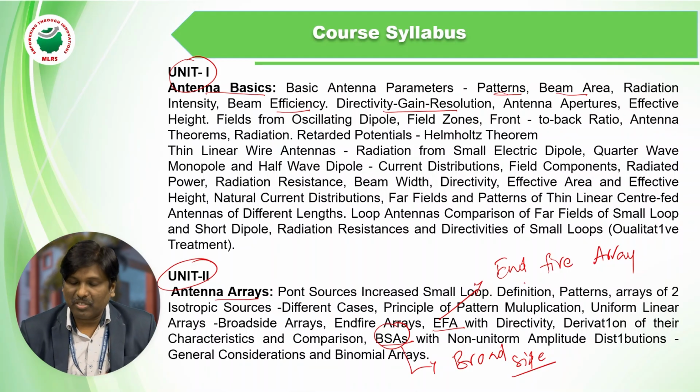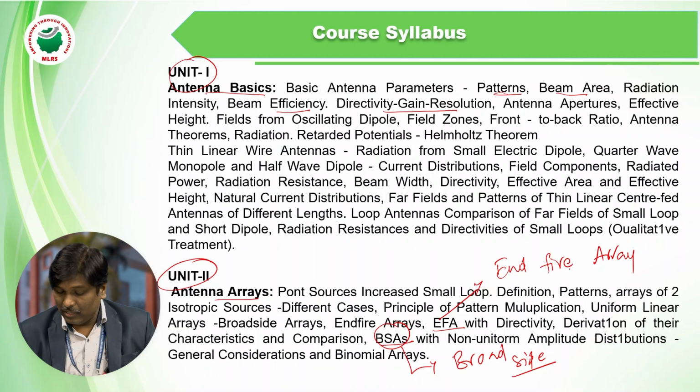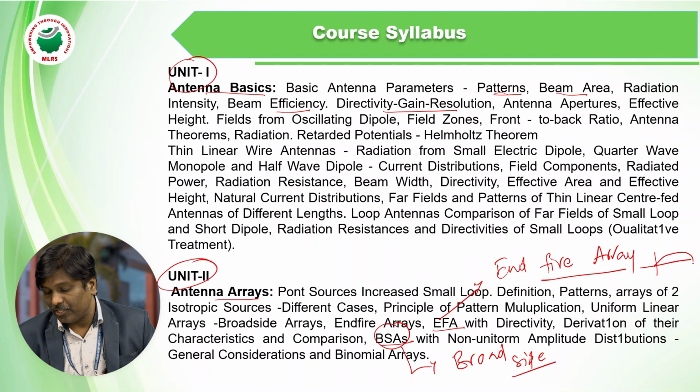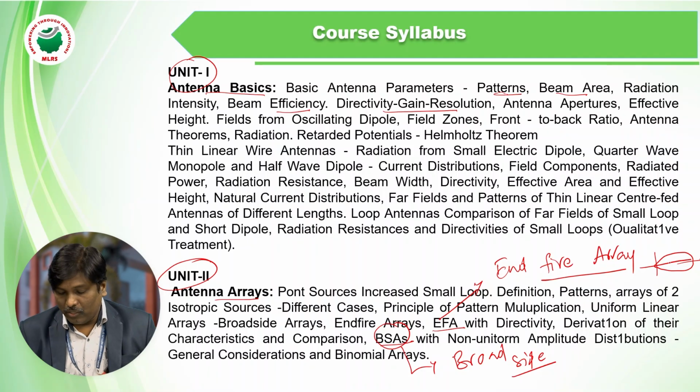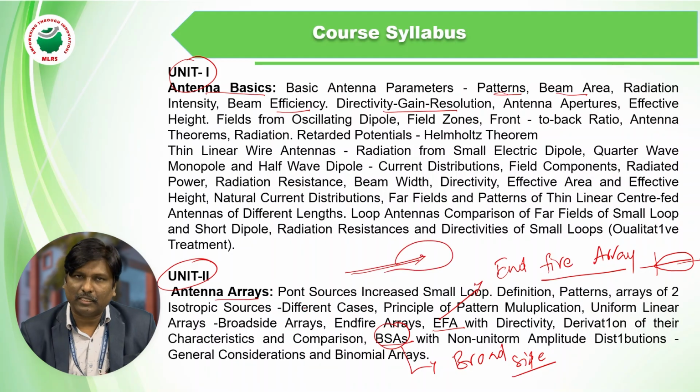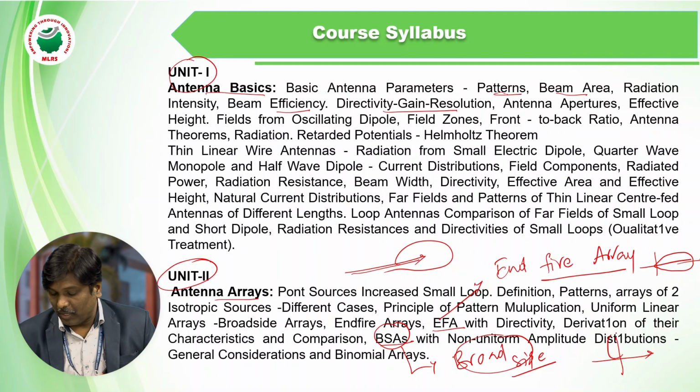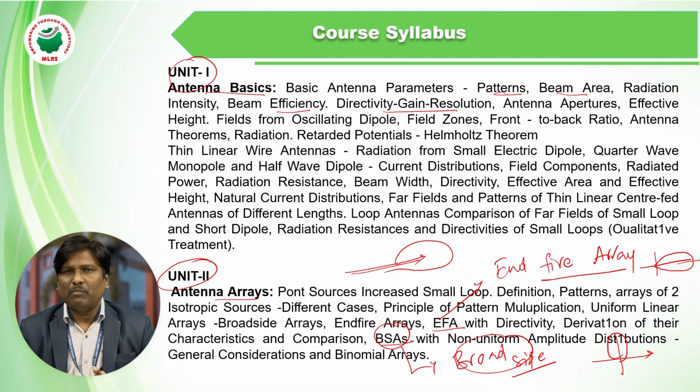The basic difference between these 2 arrays is that for the end fire array condition we get the maximum radiation along the antenna axis. If you arrange the antennas in this axis, we get the maximum direction in that only. Coming to the broadside array, the maximum radiation is perpendicular to the antenna array axis. We can arrange the same pattern of similar antenna elements, but the maximum radiation differs for these two conditions based on the provided input.